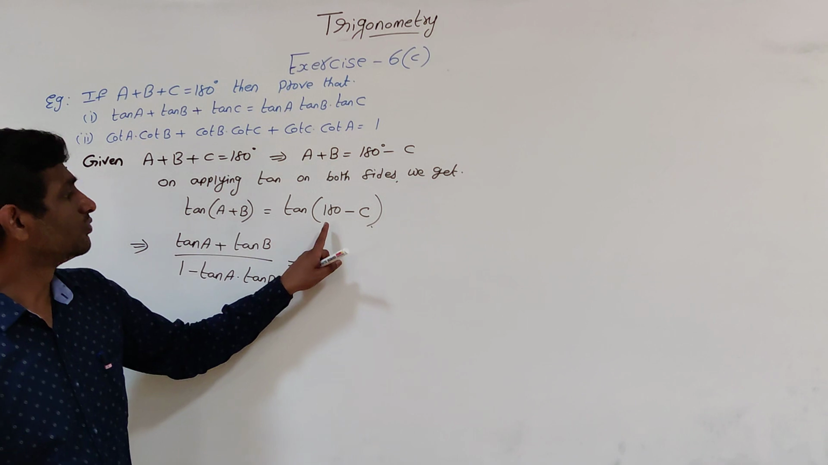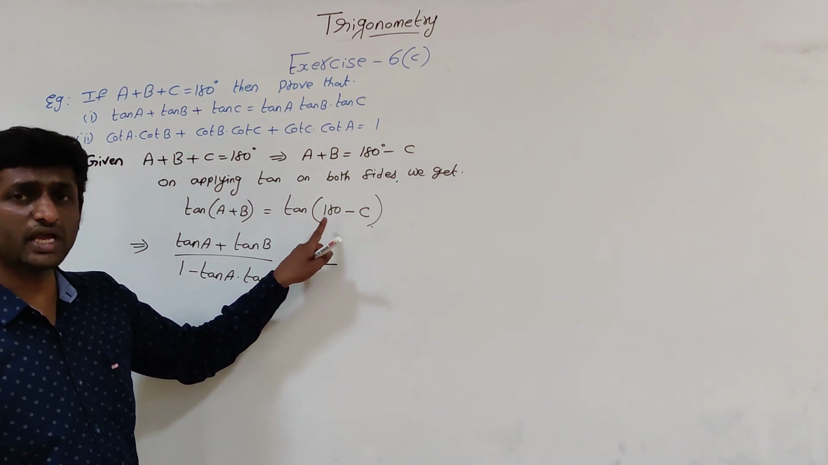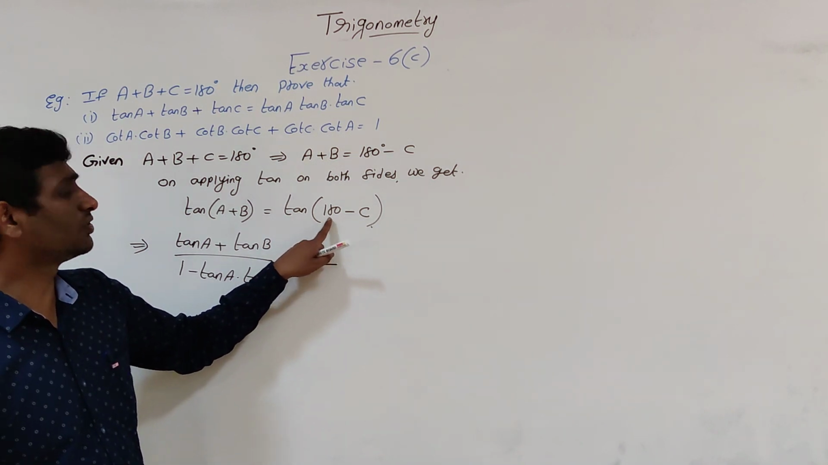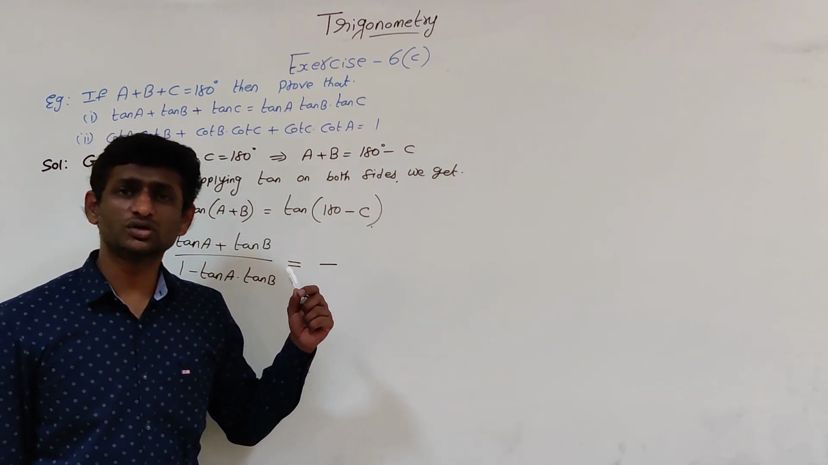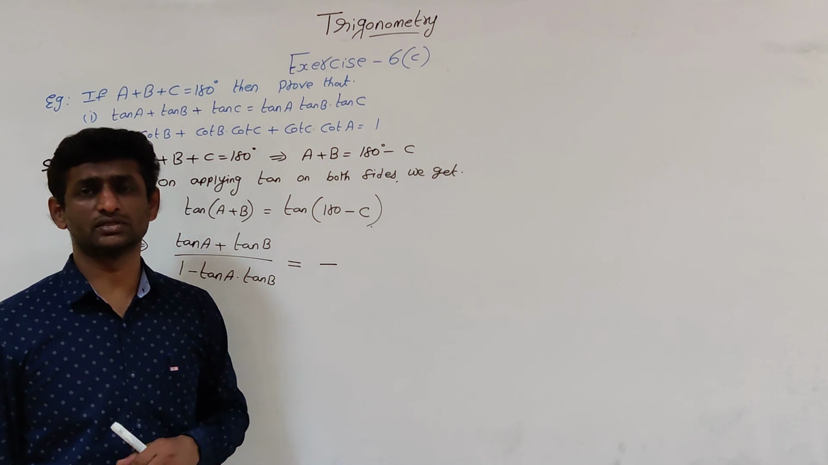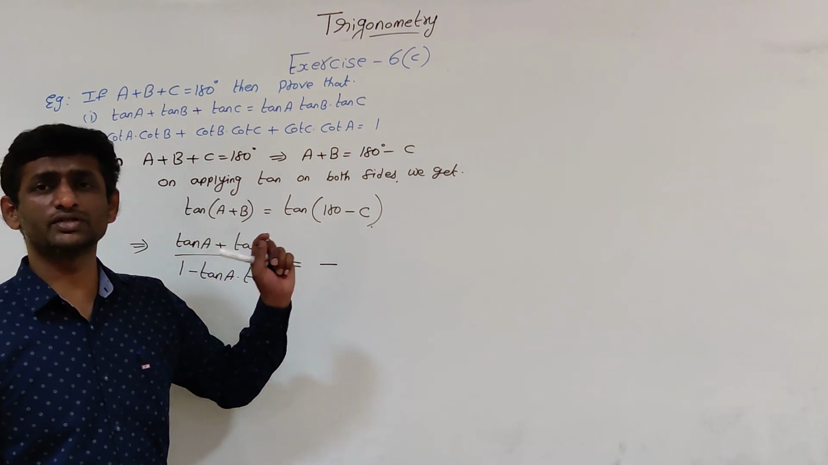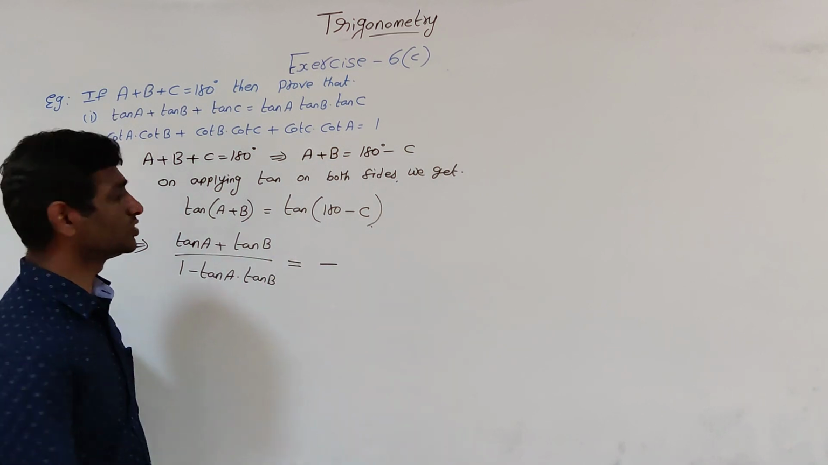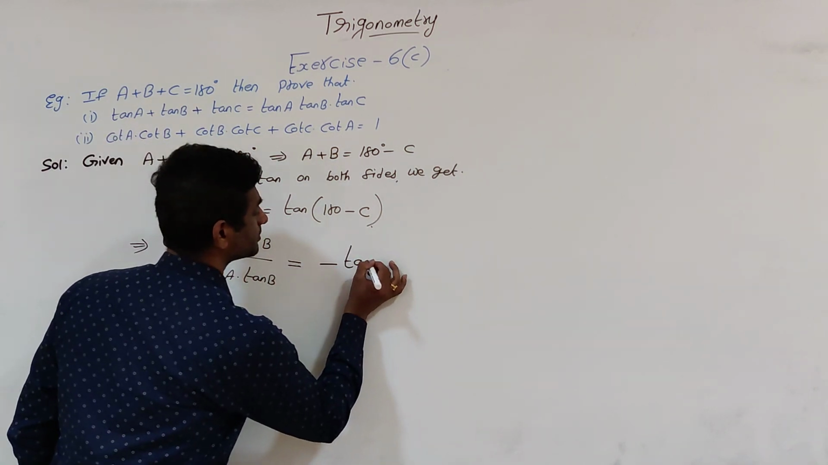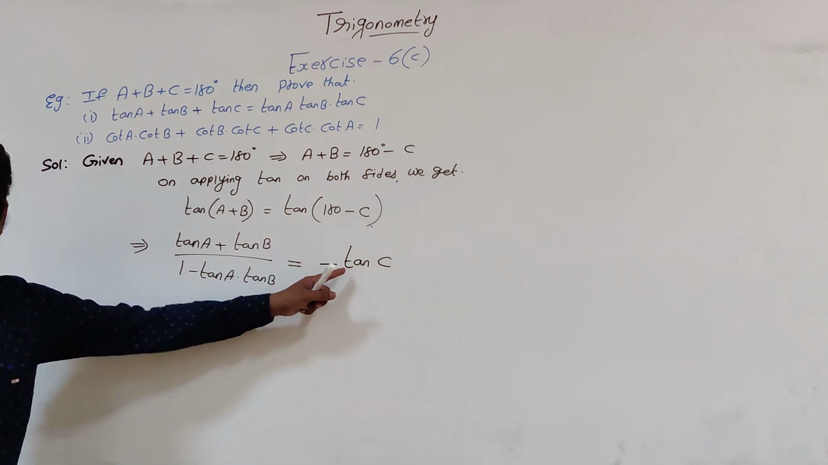And one more condition is, we have to check whether this 180 is an even multiple of 90 or an odd multiple of 90. If it is odd, the trigonometric ratio changes. If it is even, the trigonometric ratio does not change. So as it is even, the trigonometric ratio does not change. That will be tan C. Now take the cross product.